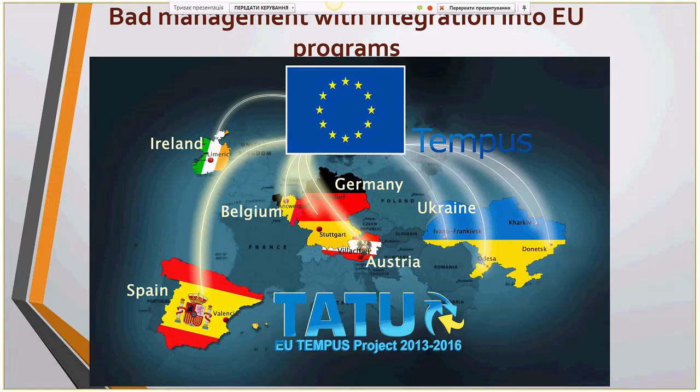It was a Campus project during 2013-2016. There were 5 European countries involved in this project, like Ireland, Belgium, Germany, Austria, and Spain, and the goal was to provide modern commercial training in automation technology for the Ukrainian local market. There were 5 universities from different cities. And the cost of the project was 800,000 euro, but it was not successful.